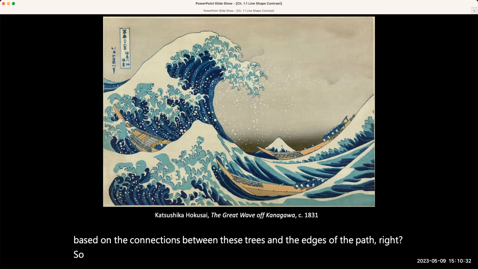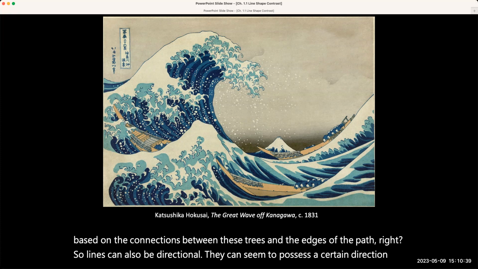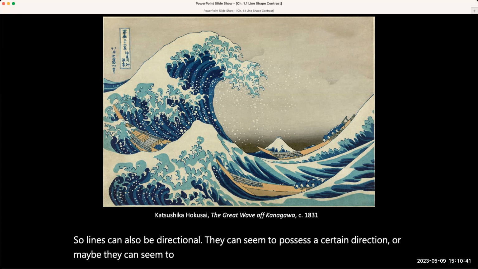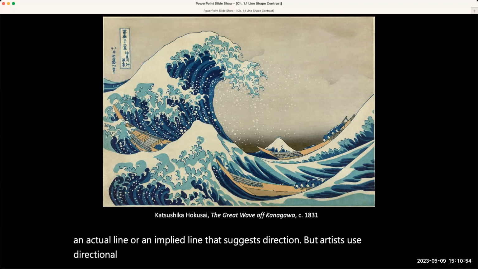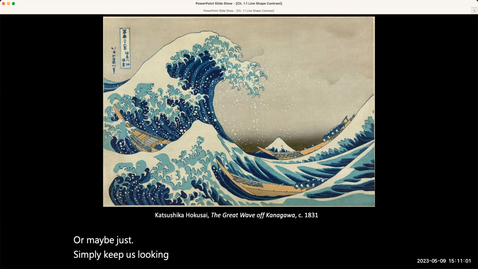So lines can also be directional. They can seem to possess a certain direction, or maybe they can seem to direct your eyes in a certain way. And again, this can be an actual line or an implied line that suggests direction. But artists use directional lines to move our attention to a certain point in the artwork, or maybe just to keep us looking at the picture as a whole and noticing all aspects of it.